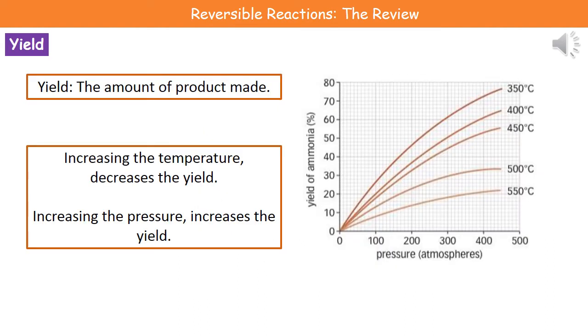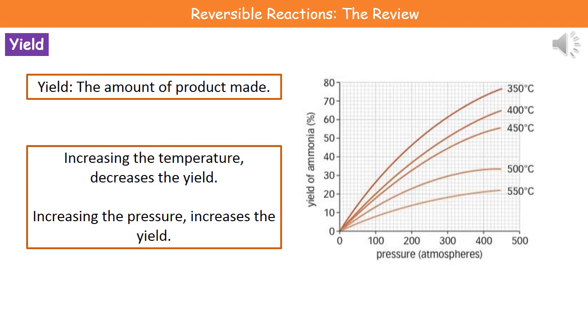One phrase we need to be aware of here is the phrase yield. Now whenever we're talking about the yield, we're talking about the amount of product we make. Now one of the questions they could ask you, all to do with the Haber process then, is to look at a graph like the one on the right there and pick out patterns.